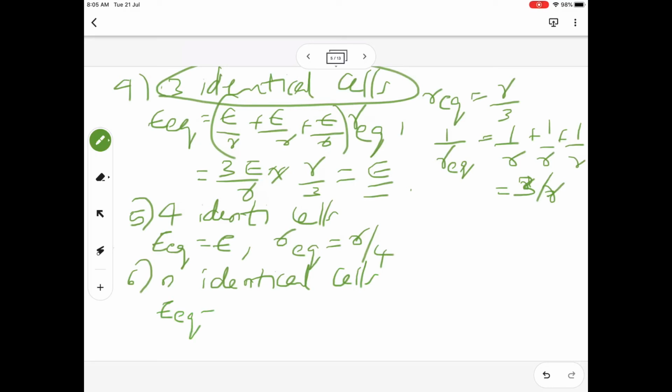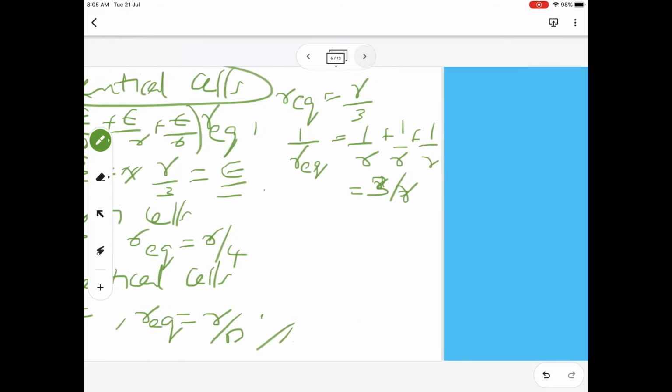So what will be the result if cells are identical and in parallel combination? Equivalent EMF will be E itself, one of the EMF values. R equivalent will be of the form R by n. If n is 3, R by 3, like that.